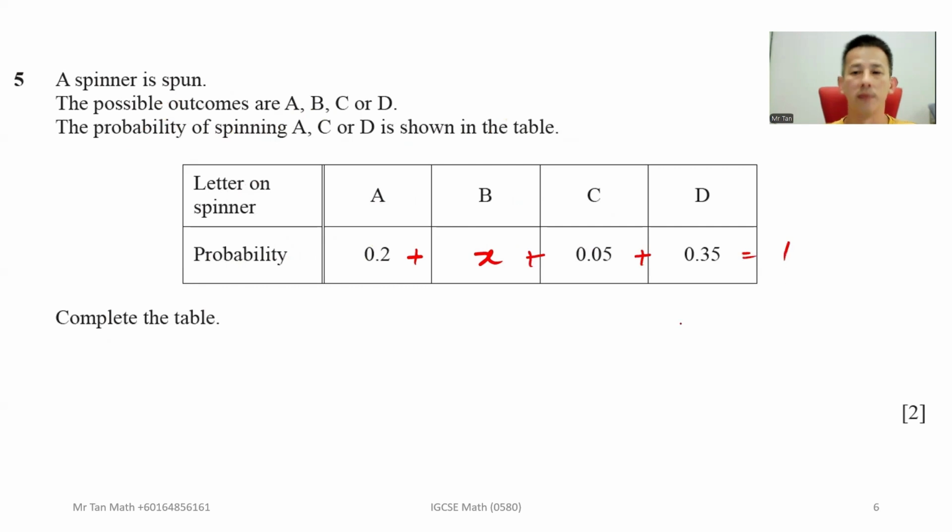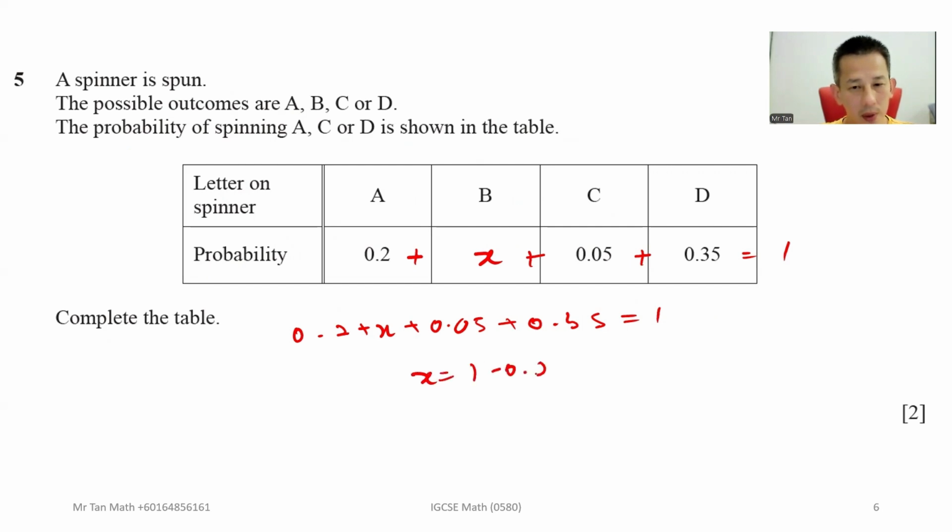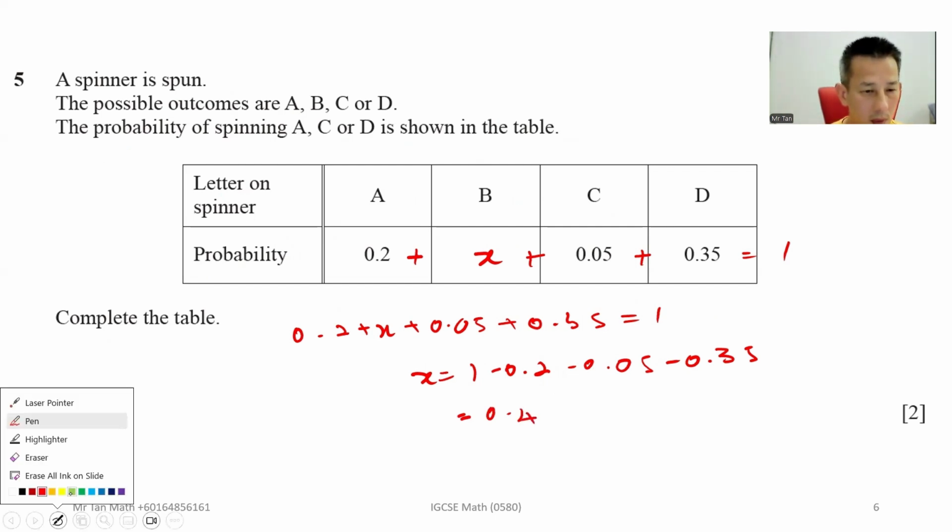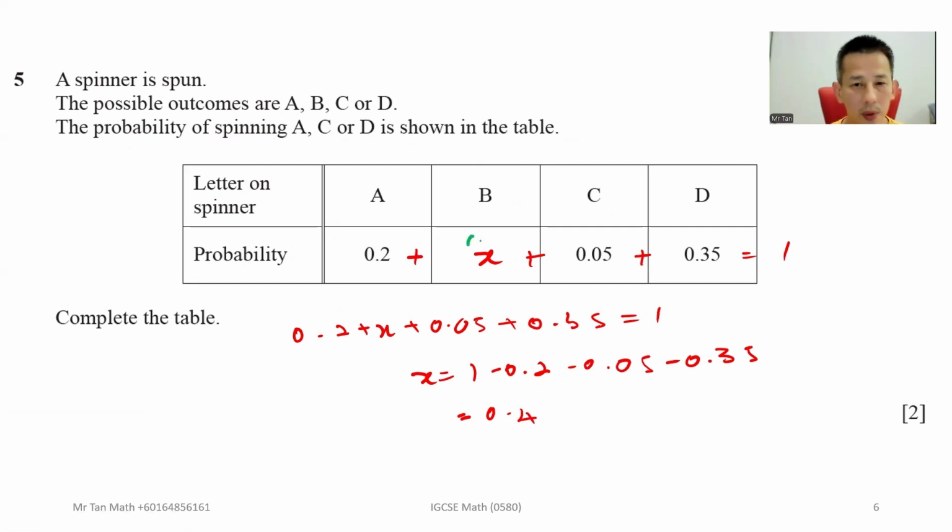Okay. For probability, you need to know that when you add everything, this should equal 1. So 0.2 plus X plus 0.05 plus 0.35 should equal 1. Therefore, your X should equal 1 minus 0.2 minus 0.05 minus 0.35. Calculate, you should get 0.4. The answer is 0.4.